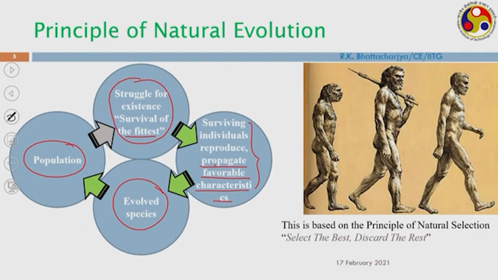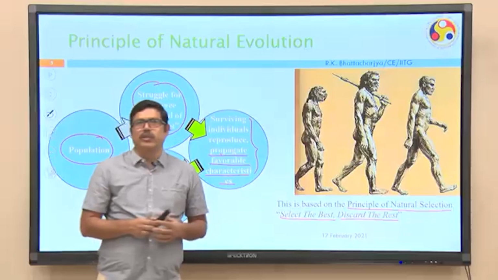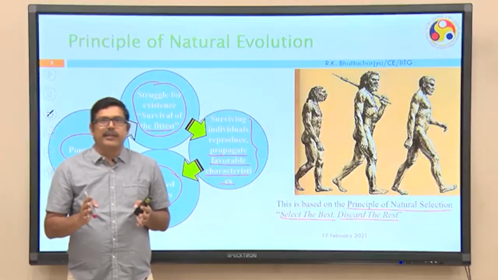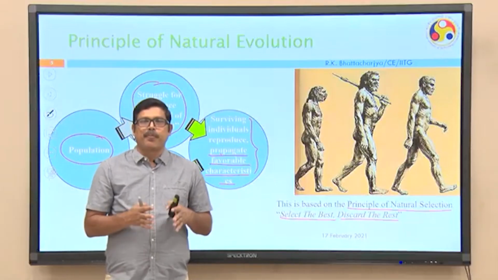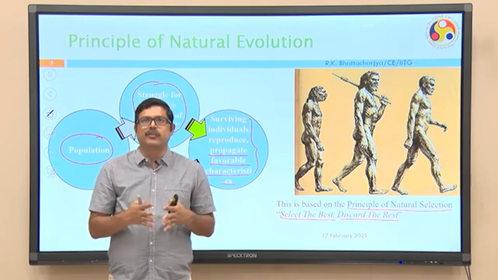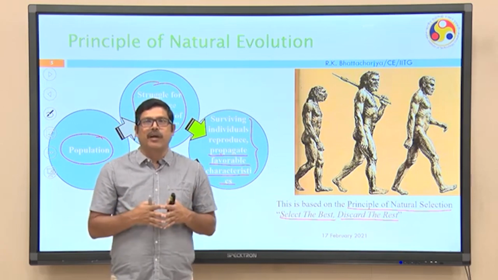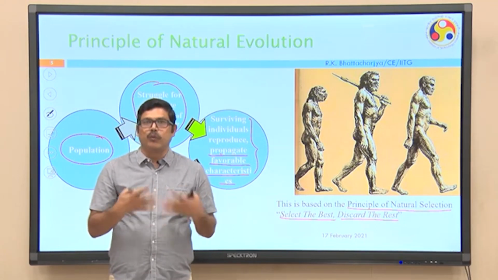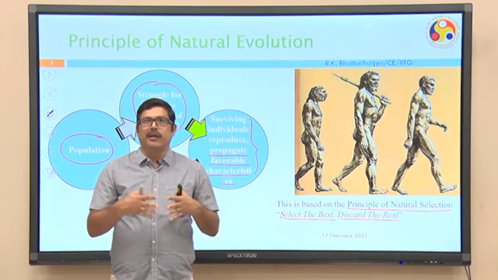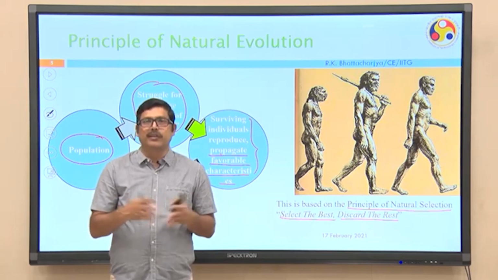So, now what is the basic principle of natural selection? So, the principle is select the best, discard the rest. That means the best, the fittest solution, from a natural point of view, will survive, and the others, those who are weak, okay, they will be eliminated. So, nature will discard them.